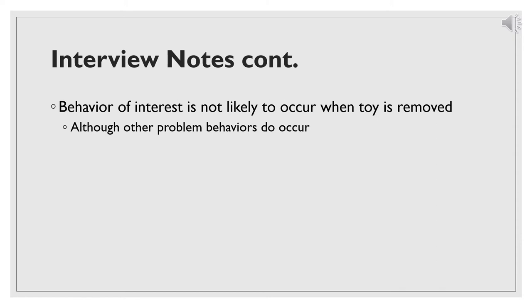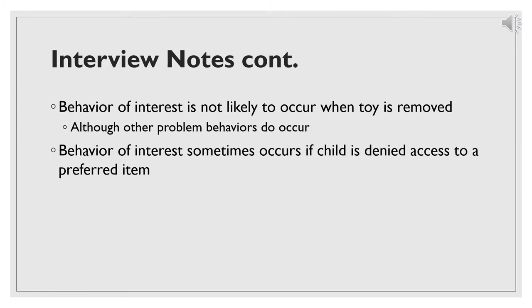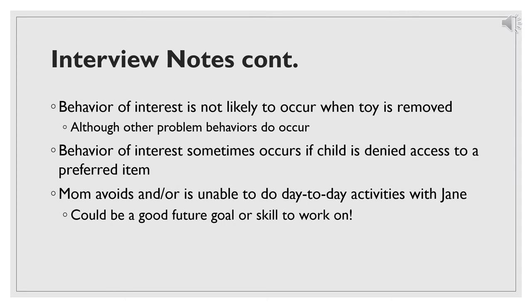The mother also reported that the behavior of interest sometimes occurs if the child is denied access to a preferred item. The mom also mentioned that she is unable to take Jane with her on day-to-day activities such as grocery shopping. If being able to take Jane with her is an important goal for mom, it is something that we can address through our intervention planning. We always want to keep the parents' goals and wants in mind. Therefore, it is important to note things like this when a parent mentions something that they would like to work on or see improve.